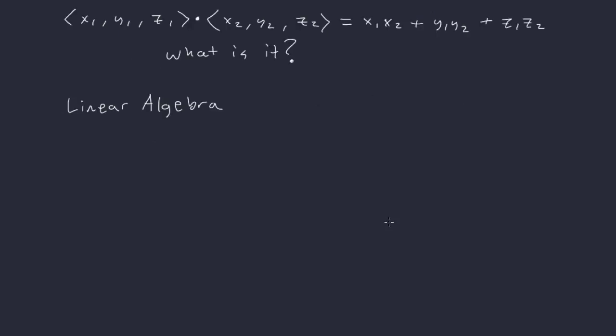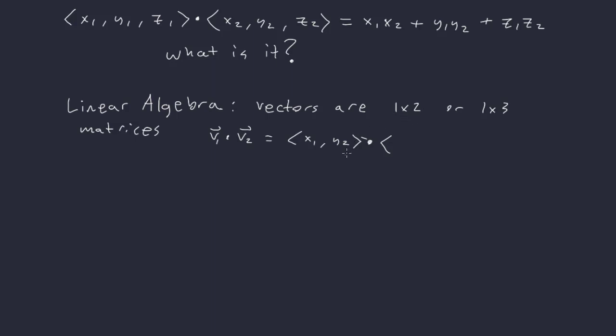A first explanation, if you've taken linear algebra, comes from the fact that vectors are technically, we can think of them as 1 by 2 or 1 by 3 matrices. And you might think, well, if I have two vectors v1 and v2 and I want to dot them together, we can't do that because in order to multiply matrices, the inner dimensions need to be the same.